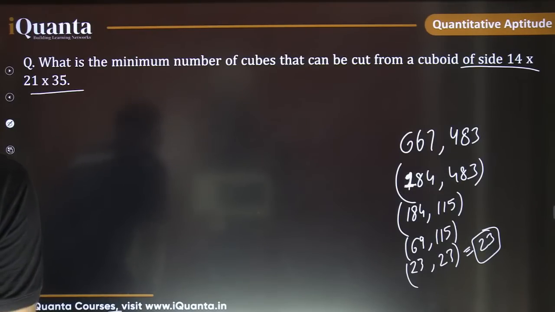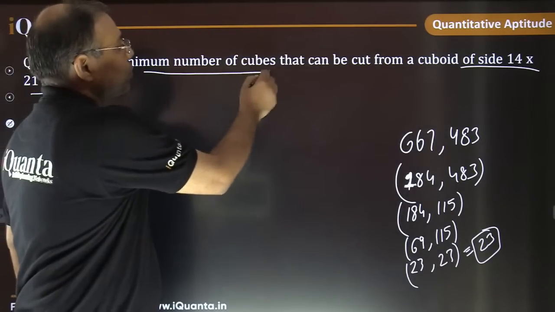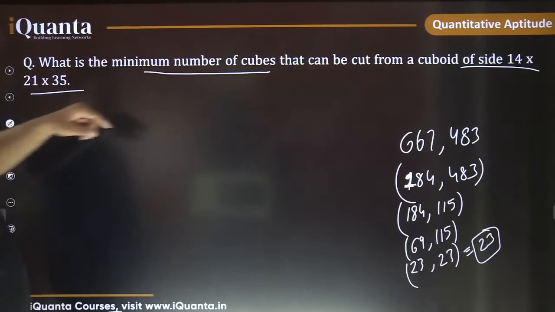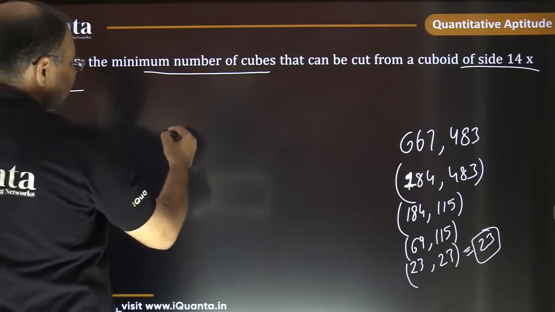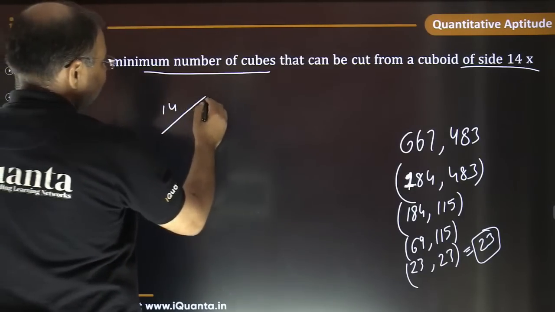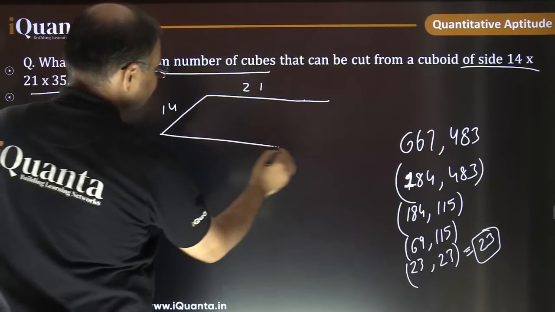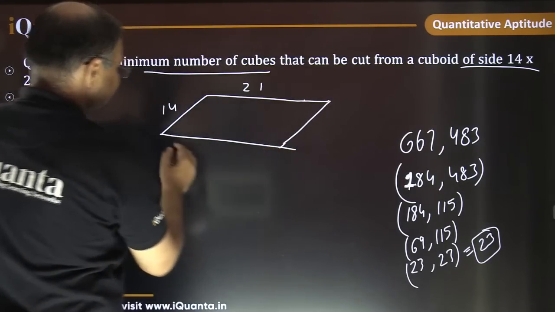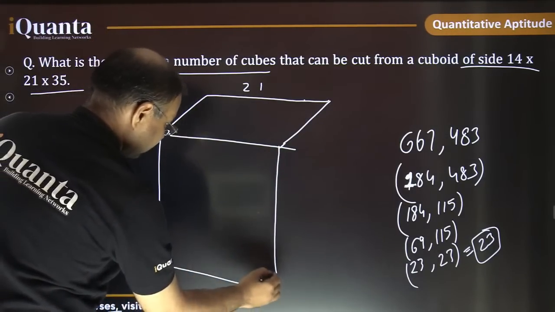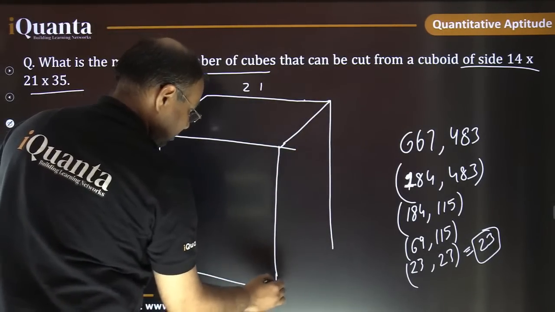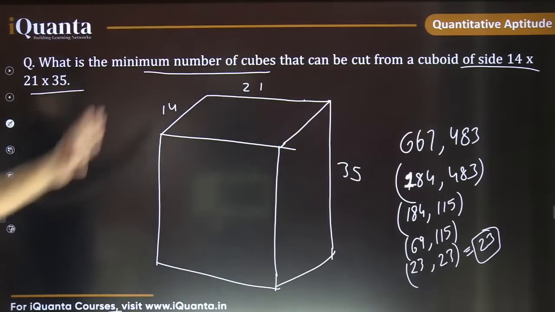30. Okay, what we need to do? What is the minimum number of cubes? How many minimum number of cubes can be cut from a cuboid of side 14, 21, 35? So let me draw the diagram. It is something like this. Let's say this is 14. Maybe this is 21. Let's say that is the top face. And height is 35. Let's assume that. This is 35. Fine. So this is a cuboid.